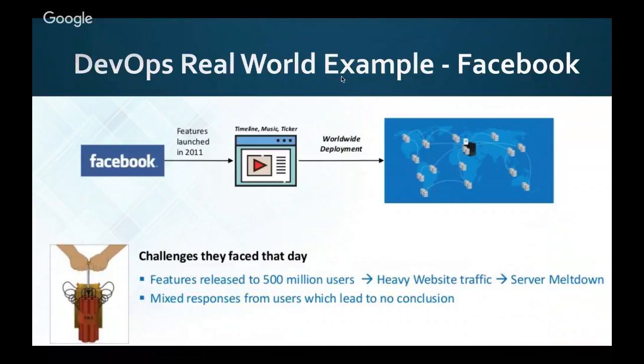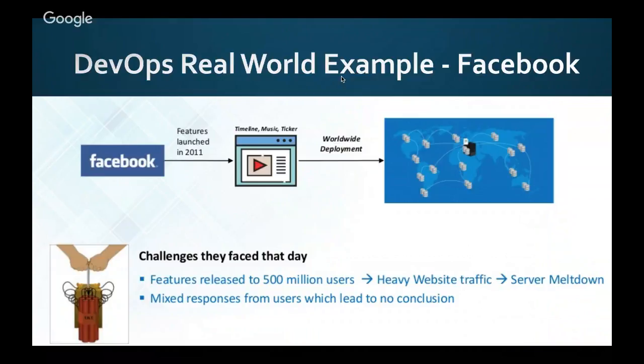Now, the challenges that Facebook faced that day: the features were released to over 500 million users. All these revamped features were released to 500 million users across the globe. There was heavy website traffic, and the Facebook servers melted down. There was a mixed response from users, which led to no conclusion. They wanted to take feedback and know exactly what the benefit was, what the findings were, and what the user response was. But there was a mixed response.